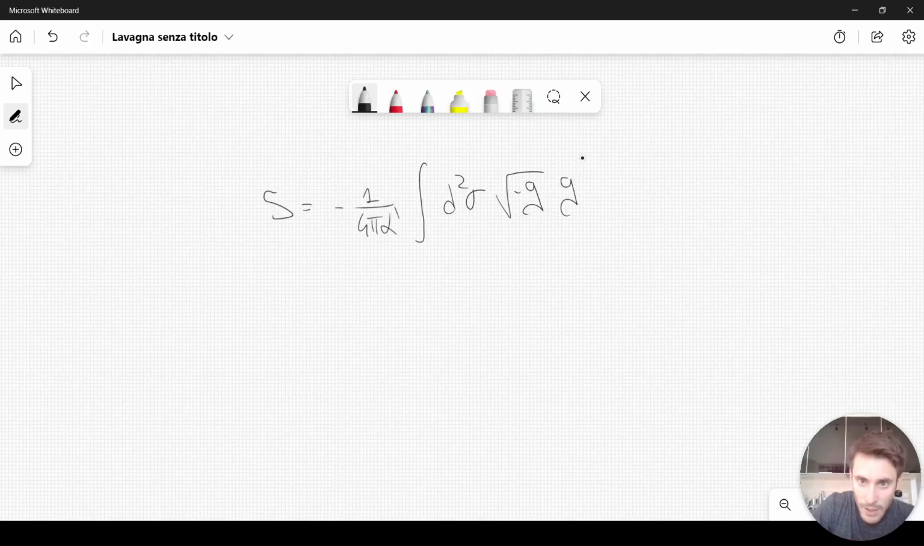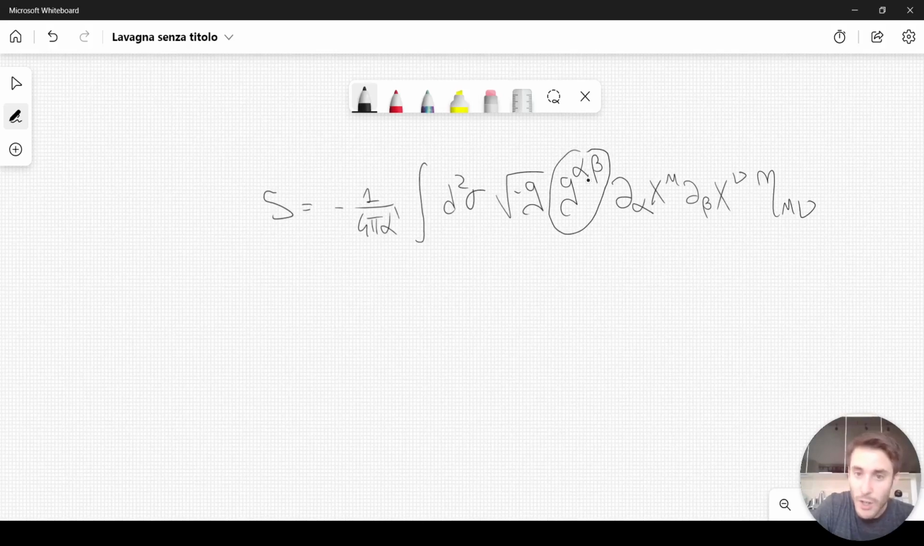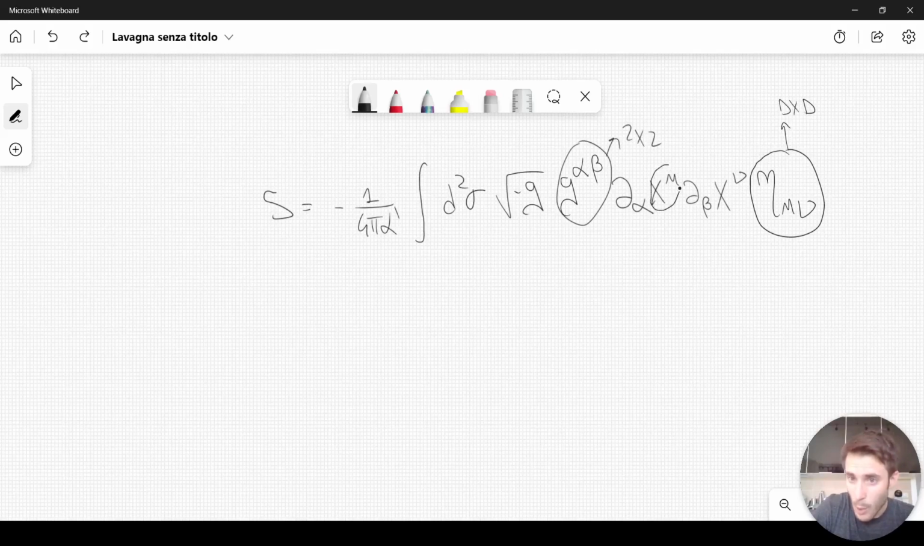Then we have the inverse metric tensor g alpha beta with upper indices. Then we take the partial derivative with respect to sigma alpha. So we just write d alpha x mu d beta x nu eta mu nu. And remember that this is the metric tensor of the surface that we are considering. So this is a 2 by 2 tensor. Whereas this is the d by d Minkowski metric. It contracts with the indices of the coordinates. So these are d-dimensional objects.